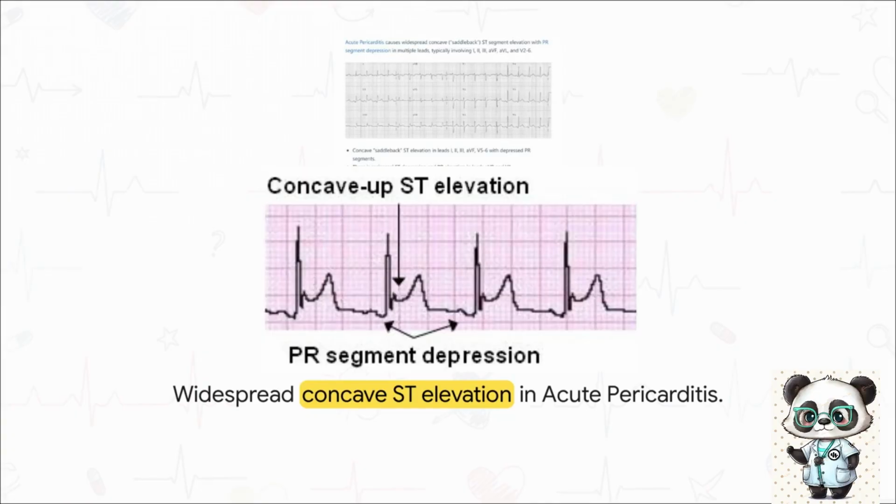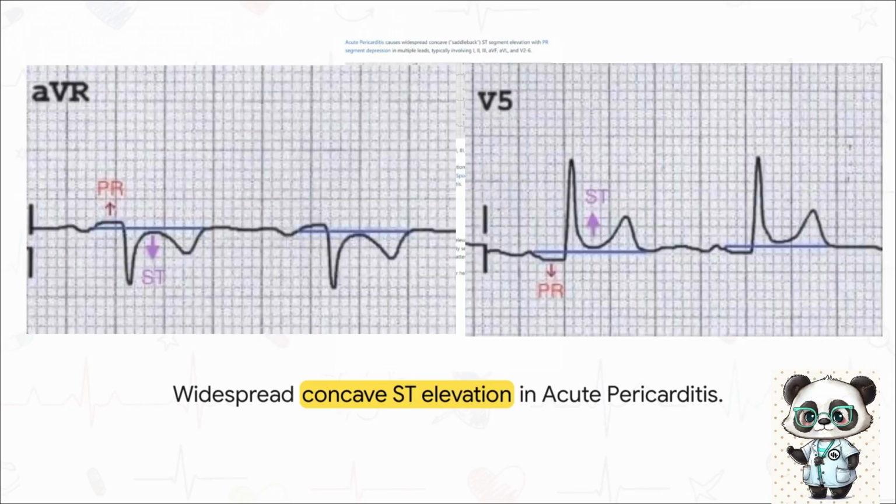Unlike the localized territorial changes of a STEMI we just talked about, pericarditis typically causes a widespread concave or saddleback ST segment elevation. You'll see this spread across multiple leads, typically I, II, III, aVF, aVL, and V2 through V6. Plus, look really closely at the PR segments here. They're depressed. That unique combination of widespread ST elevation and PR depression is a massive flashing clue that the actual lining of the heart is inflamed.